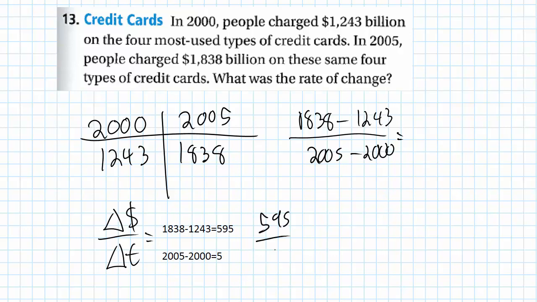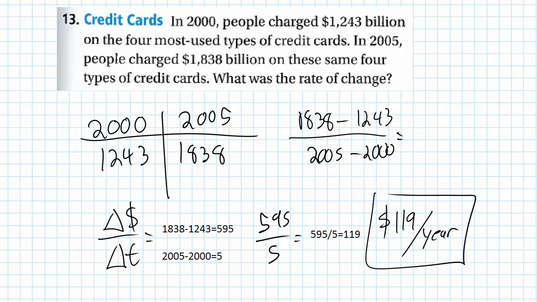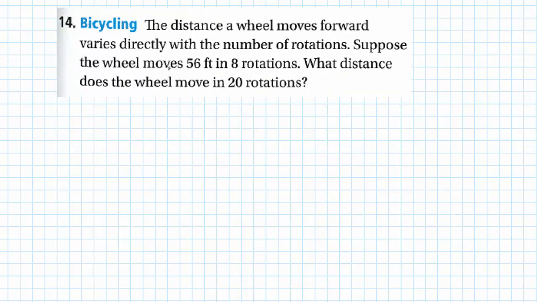Now I'm going to be careful with my units because that's not just a 595. That's a 595 billion. So when I reduce the 595 over 5, it's not just $119 per year. Since that billion is right there, it's actually $119 billion each year. So your rate of change is that right there.